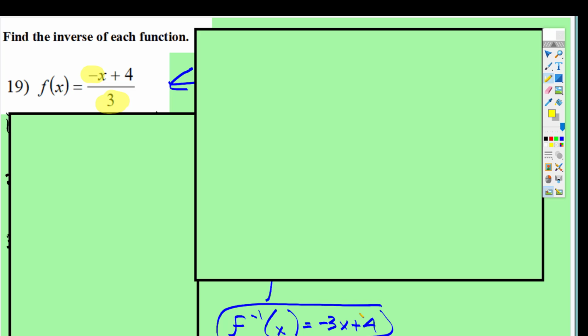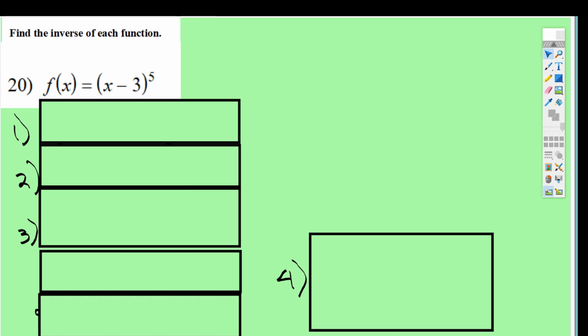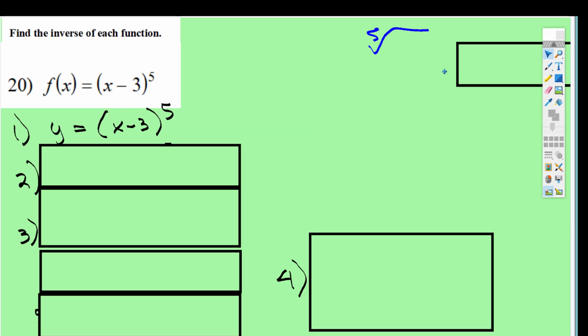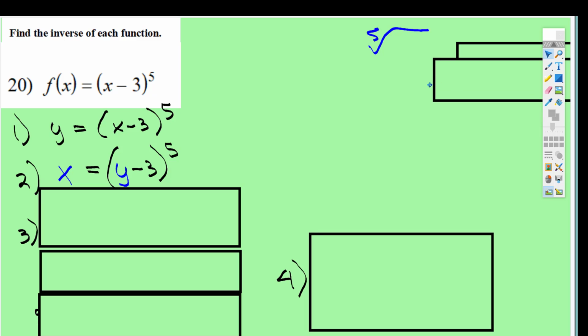All right, so now I'm going to go on to this next one. We have something to the 5th power. Well, my guess is the inverse of taking something to the 5th power is taking the 5th root. Step 1, rewrite it as y is equal. Step 2, swap the x's and y's. To undo something to the 5th power, take the 5th root, and then the 5th power and the root cancel.